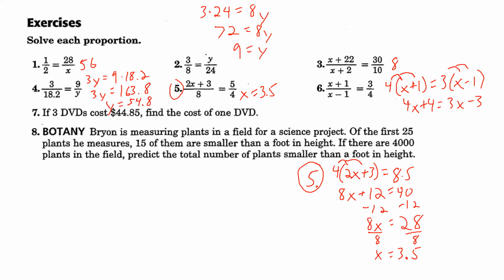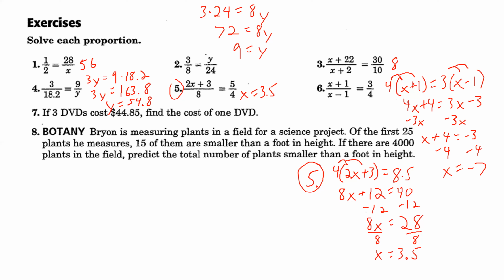Combine like terms, get the same terms to the same side. So first, get rid of that 3x, bring it over to the left. We now have just x plus 4 equals -3. And we can bring the 4 over by subtracting. So x equals -7.